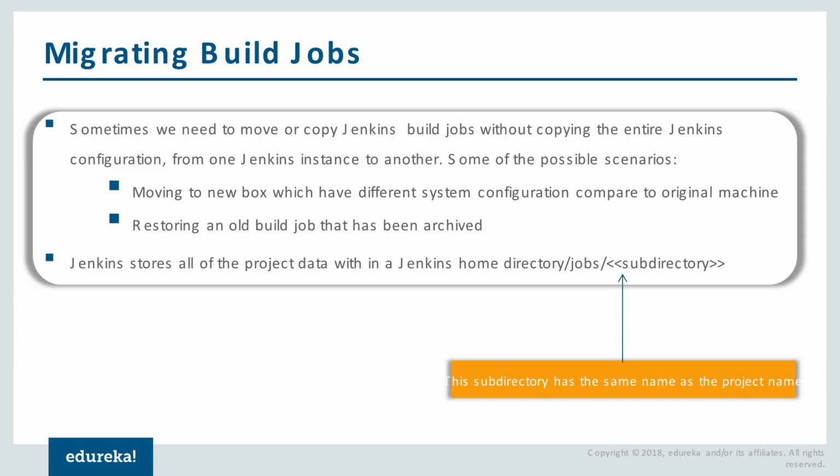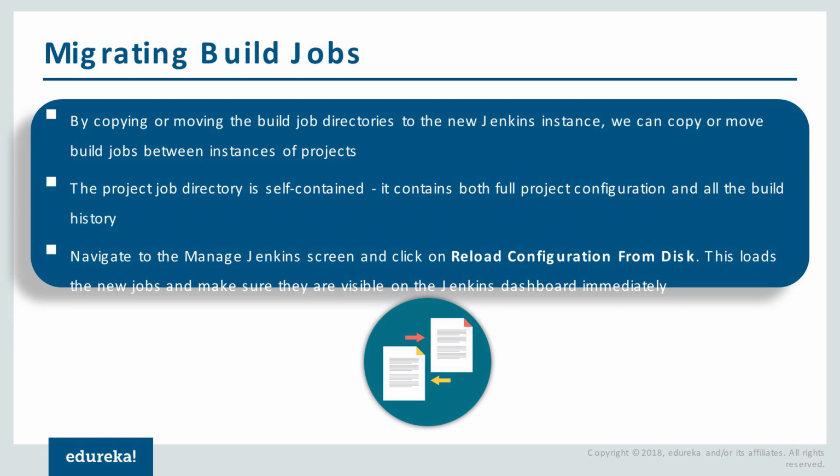Anything related to that project will have all the content inside that subdirectory, inside the jobs directory. So by copying or moving the build job directories to the new Jenkins instance, we can copy or move build jobs between instances of the projects. The project job directory is basically self-contained. It contains both the full project configuration and all the build history of it. So if you have run this job 50 times, it will have all the details about those 50 builds, unless of course you have chosen the discard old builds option, where you keep only the last 10 or 20 or 30 builds.